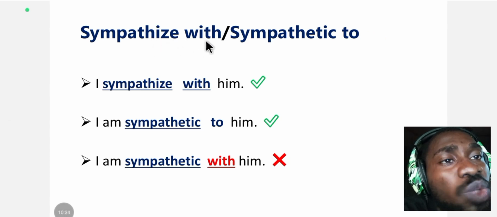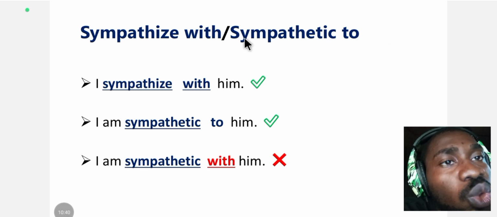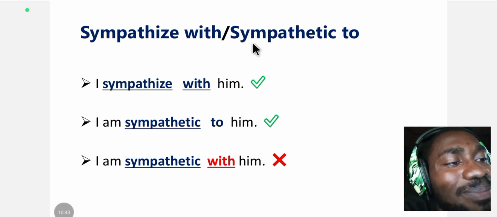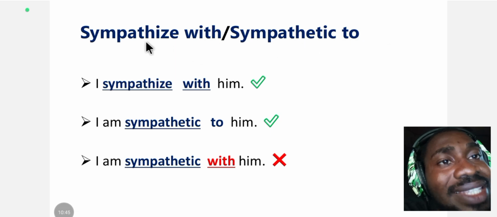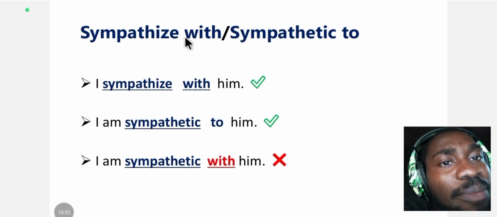Moving on. "Sympathize with." "Sympathize" collocates with "with." "Sympathetic" collocates with "to." Do not use "with" for "sympathetic." "He was sympathetic with him." No, that's wrong. "Sympathize" collocates with "with." "Sympathetic" collocates with "to."